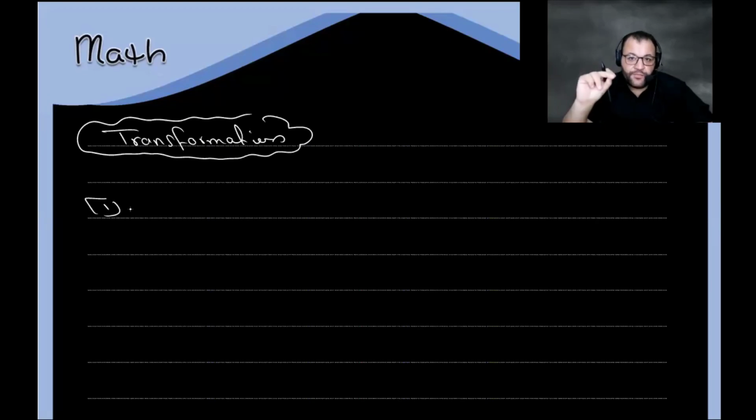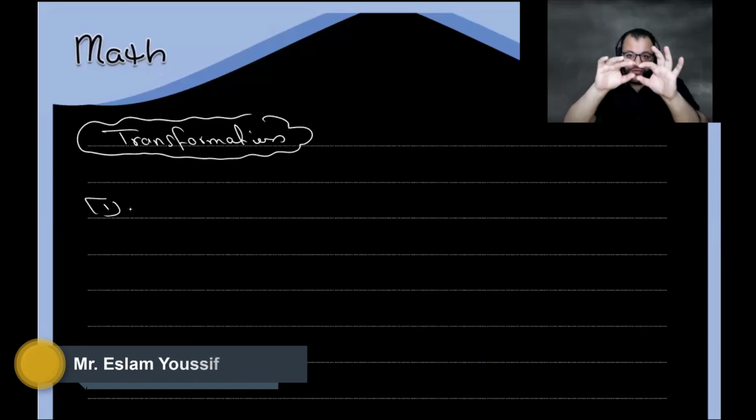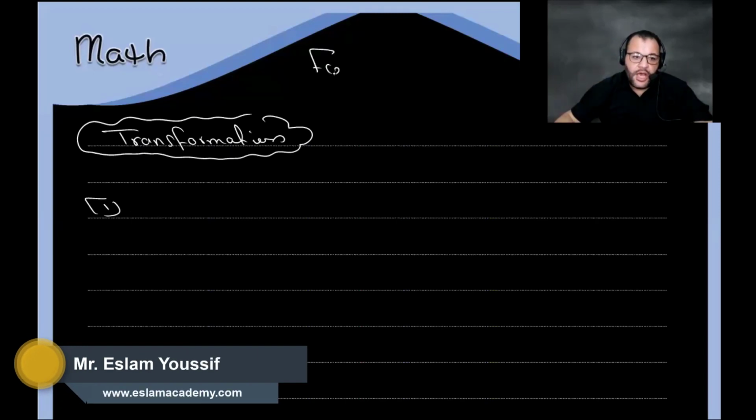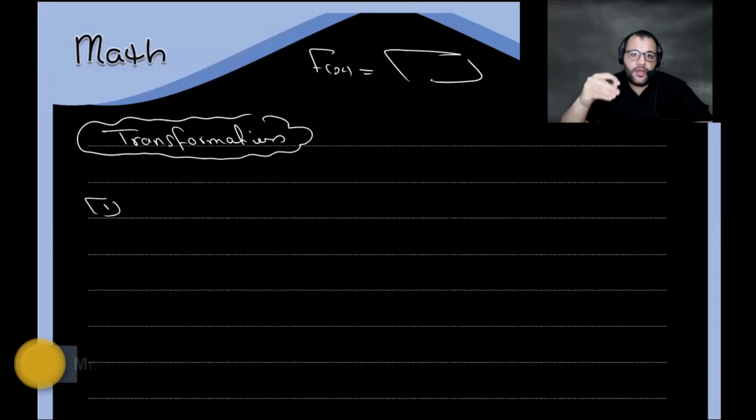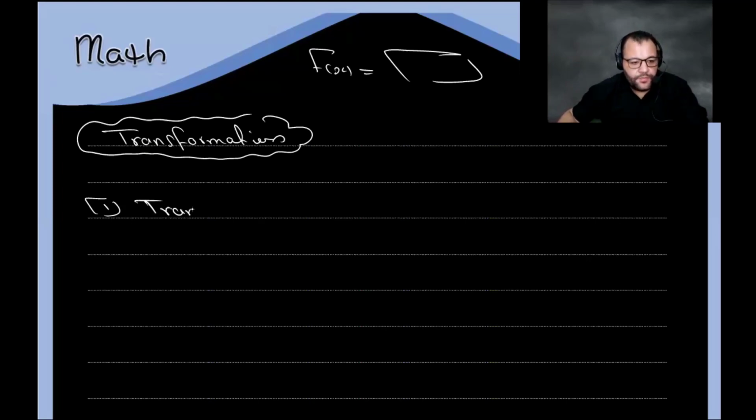How do you know from the function, if the function is written in the form f of x equals an expression? When a value is added or subtracted. Added and subtracted, that's translation. So the first one, translation: that's only when you add or subtract to the parent function.